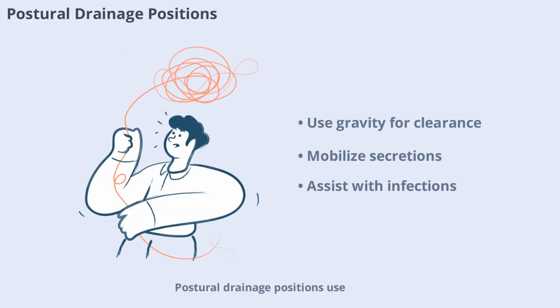Postural drainage positions use gravity to facilitate airway clearance. By positioning the patient in specific ways, secretions can be mobilized from different lung segments, making it easier for the patient to cough them up or for the therapist to assist with manual techniques. This intervention is especially useful for patients with retained secretions or recurrent infections.